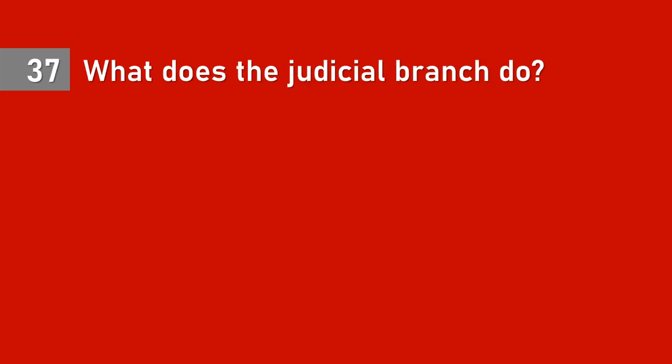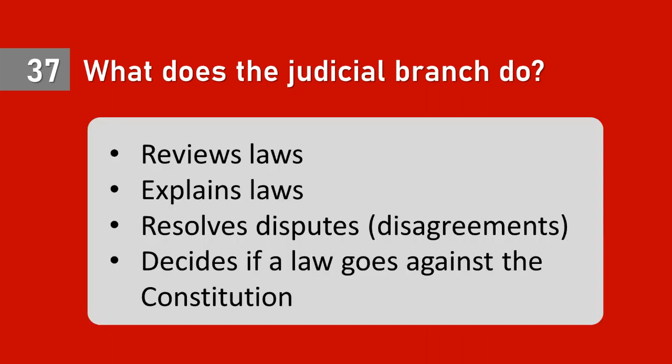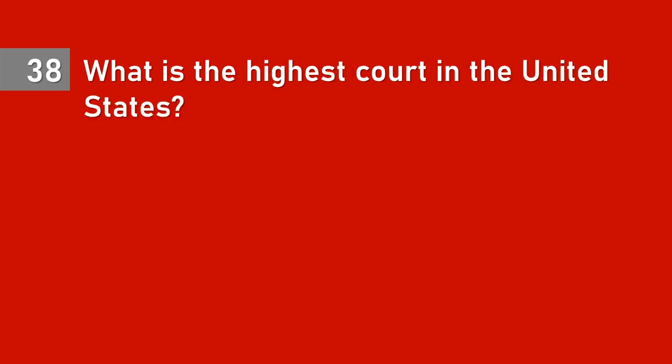Question 37. What does the judicial branch do? Reviews laws, explains laws, resolves disputes, disagreements, decides if a law goes against the Constitution. Question 38. What is the highest court in the United States?